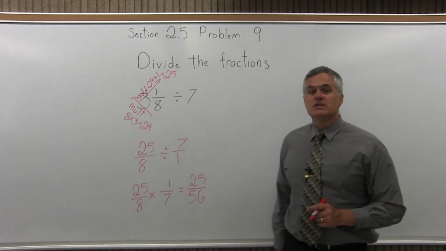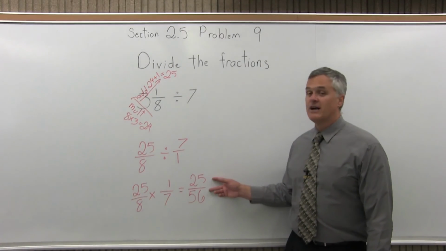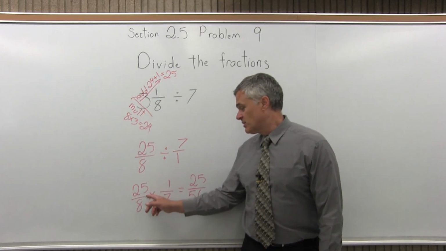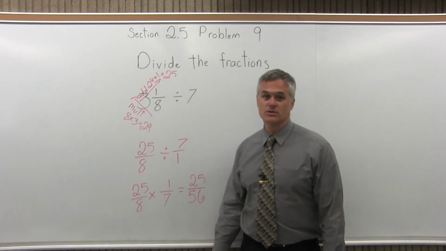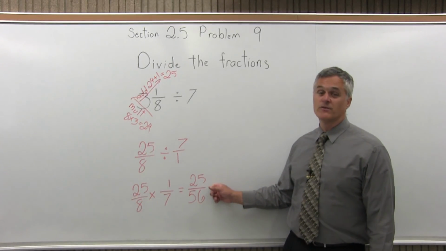And now what you want to do is see if that can be reduced at all. Are there any numbers that will divide into both 25 and 56 evenly? And the answer is no. And when it's written in its multiplication form, you can see if it would pre-reduce, and it won't. So the answer in its most reduced form is 25 over 56.